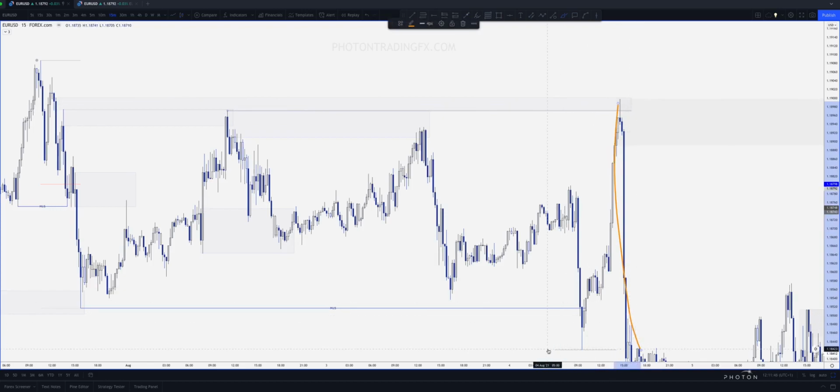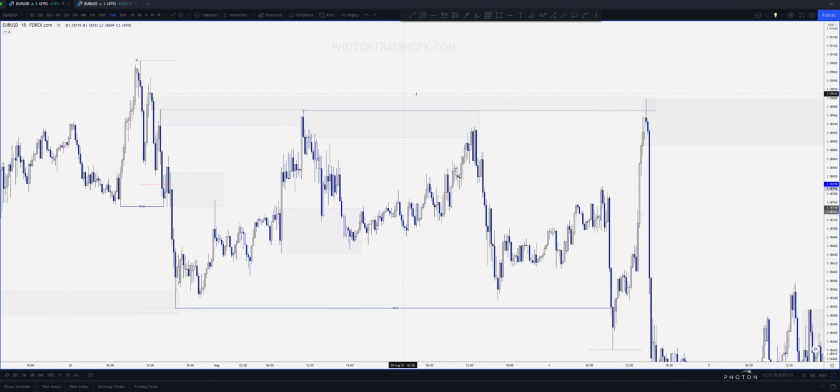Now it's all systems go to try and run that weak low, because that weak low failed to do its job. Yes, it wicked the high, but it failed to cause a true break of structure. Now, let's dive into how we potentially could have traded this.